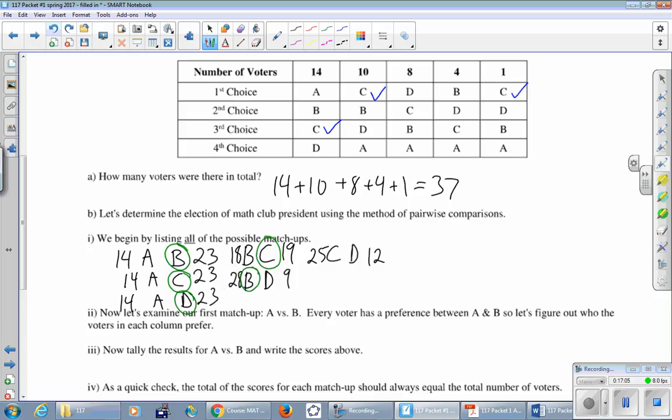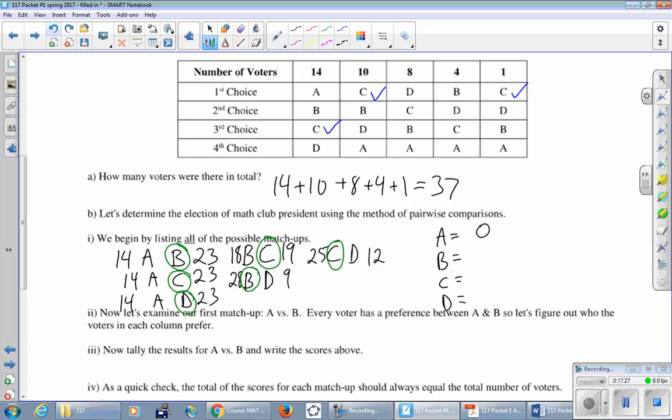And then finally the last one, C versus D, C wins 25 to 12. And so now we just have to award points. A, and B, and C, and D. So counting up the number of points that each candidate gets. Okay, A did not get circled a single time. A just got 0 points.